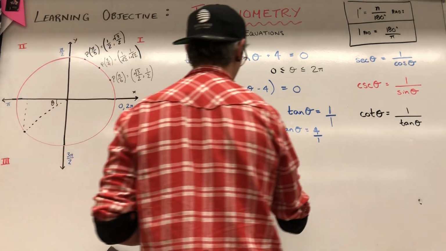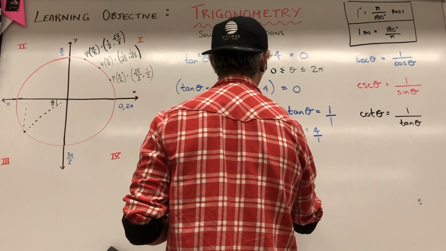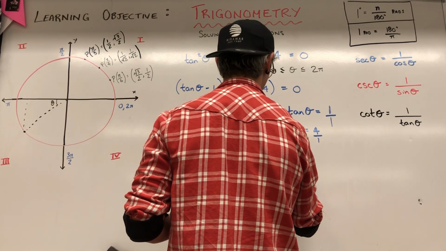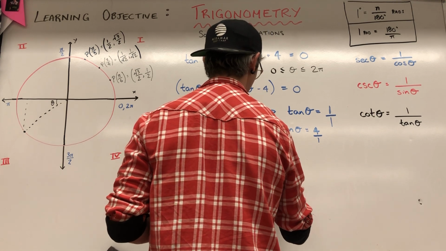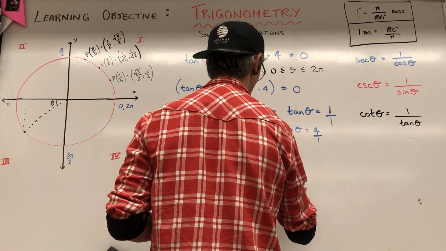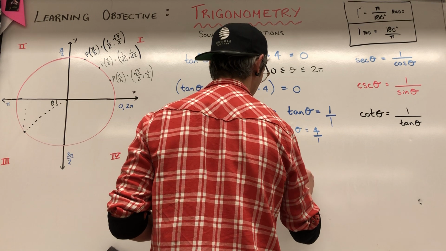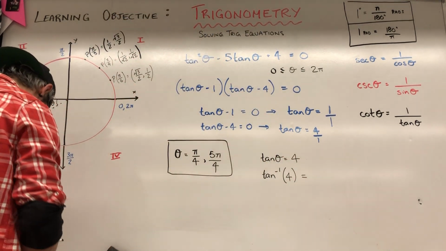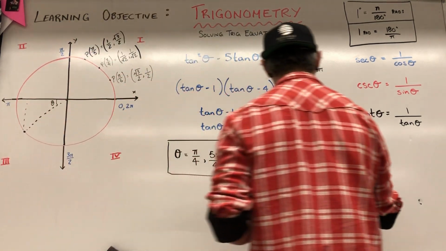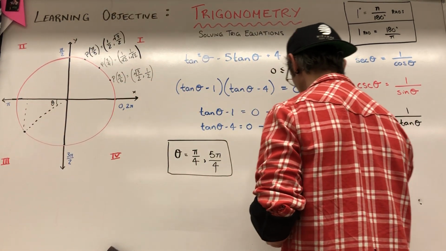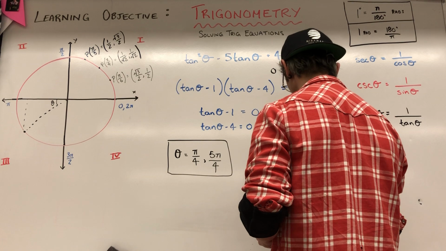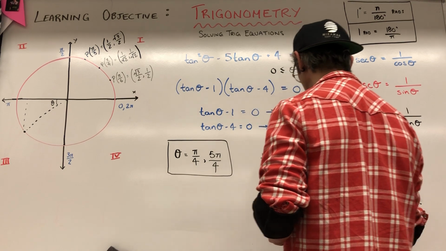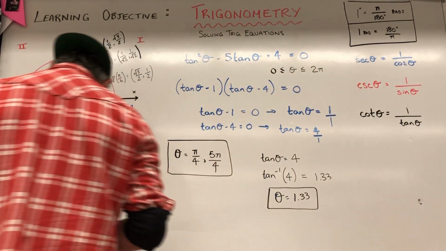And then the other one is at tan theta is equal to 4, which if I use tan inverse of 4, it'll give me theta, and it gives me 1.33. So theta is also equal to 1.33 radians, okay? Radians.